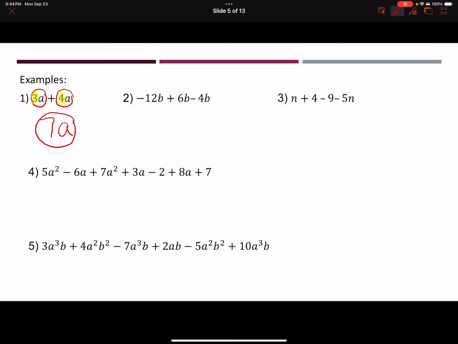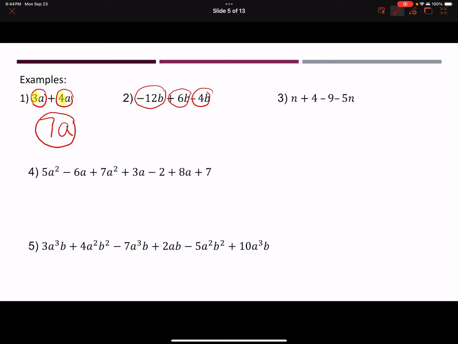All right, number 2, look for your like terms. I have a b to the first, a b to the first, a b to the first. These are all like terms again. I'm just going to add the coefficients: the negative 12 plus 6 minus 4. And you can use your calculator for this, right?